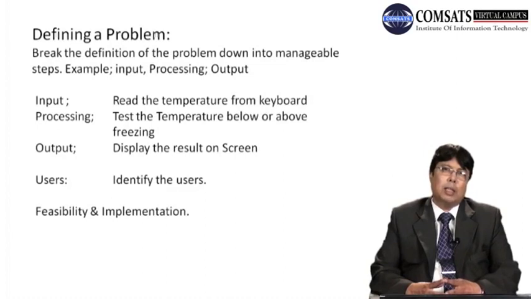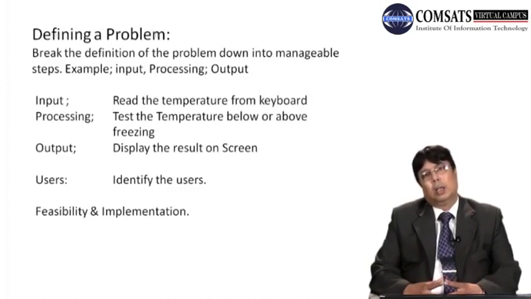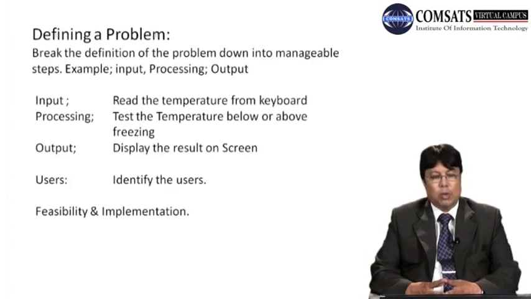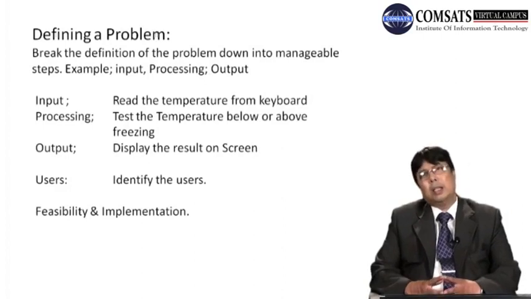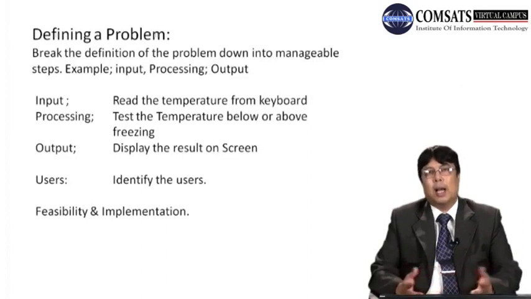We said that the output device is the monitor, the LCD, the screen. So you want to display the result on the screen. There could be a few more components, which could be the users, or the feasibility and implementation. We'll be starting with very simple programs, so we might not require to identify the users. But when you will be writing some complex programs, some big programs, then you will be required to define who the users of your program are, who are the people who will use your program and what their level of expertise is.